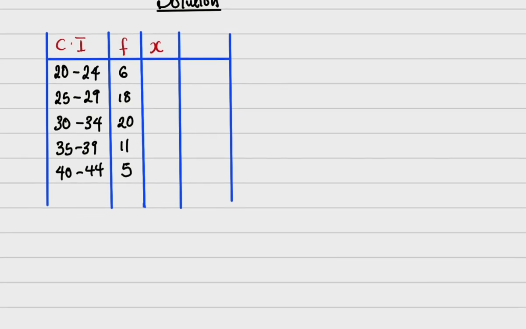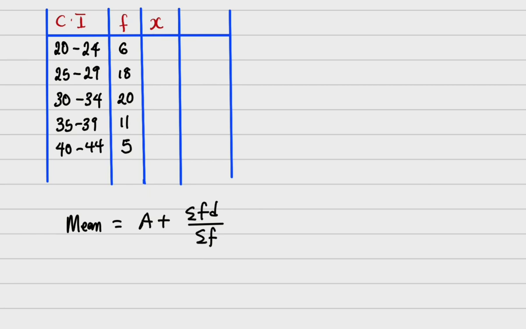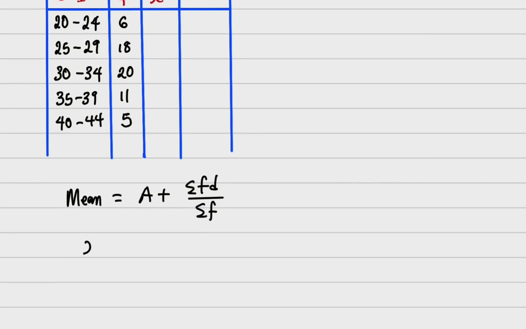mean. Now, we need to know the formula for finding the mean using assumed mean. Mean is equal to A, standing for assumed mean, plus summation FD all over summation F. The mean is represented by X bar, so let's take note of that. That is the mean. Then A is the assumed mean.